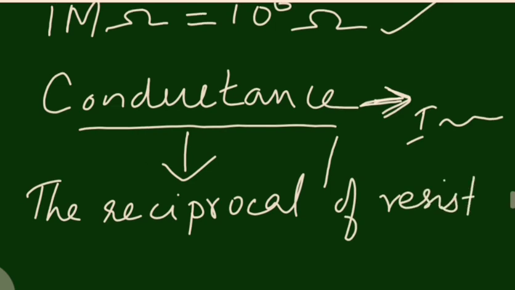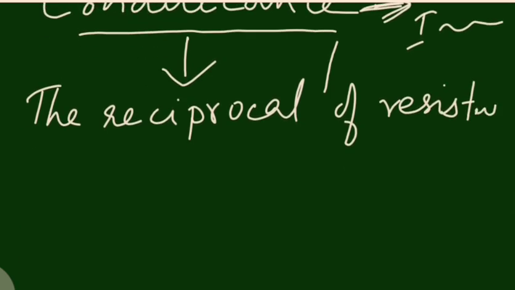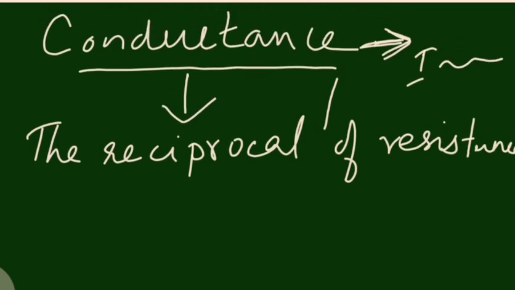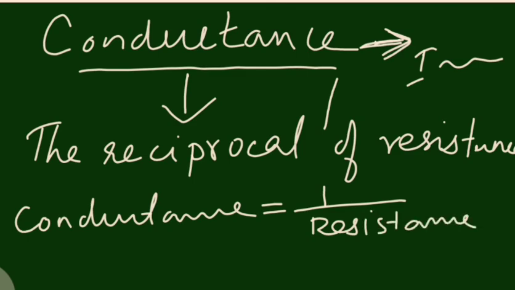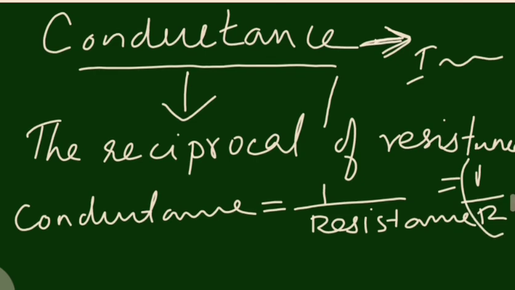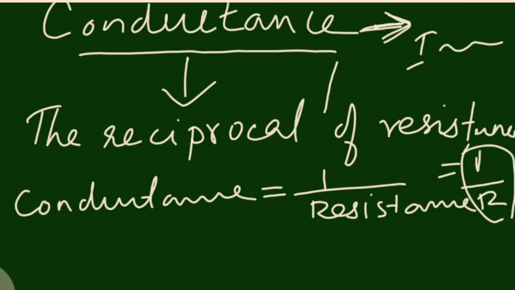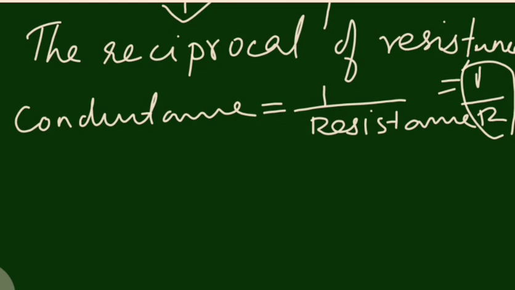Reciprocal of resistance is called conductance. So if we are asked to define conductance, what will you write? It is conductance is the reciprocal of resistance. So in equation form, how will you write? You can write it as conductance is equal to 1 by resistance. Reciprocal means 1 by. So 1 by resistance. If R is the representation, you can write it as 1 by R, 1 upon R. That is conductance.